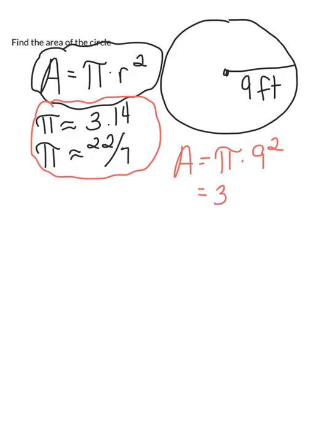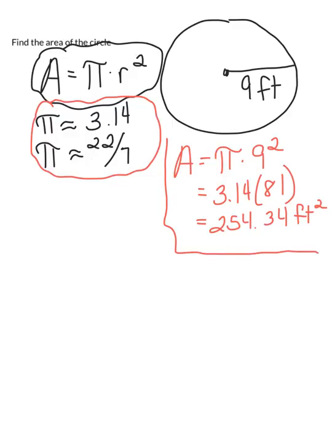And then I'm going to have to multiply 81 times 3.14. I'm going to do it this way first. I'm going to use my calculator because it's going to make it a lot easier. And we get the answer of 254.34. And we're going to label that feet squared because it is area. Now that's letting pi be 3.14. Again, the directions are always going to have to tell you what to let pi equal.